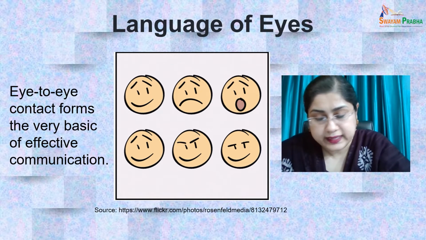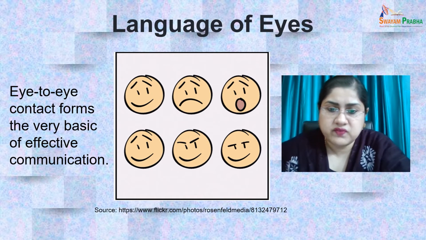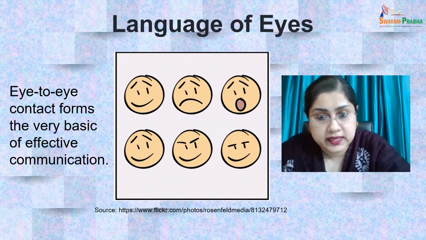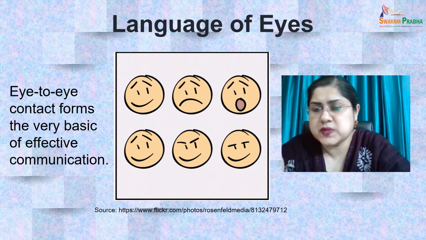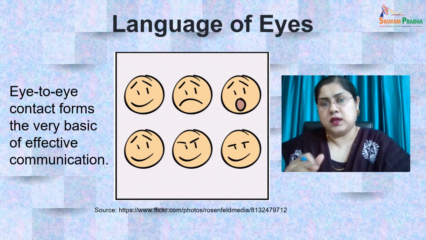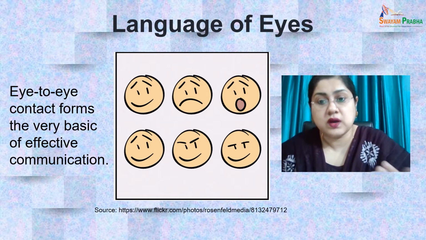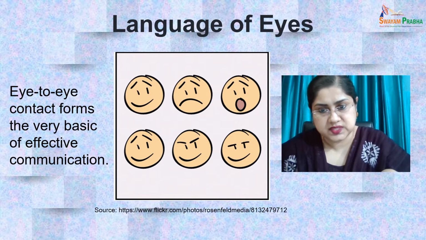So let us see a few of those examples. When one turns his or her eyes away, we can conclude that this person is not interested in our friendship or maybe in the conversation which is happening, and the person is willing to avoid the conversation.